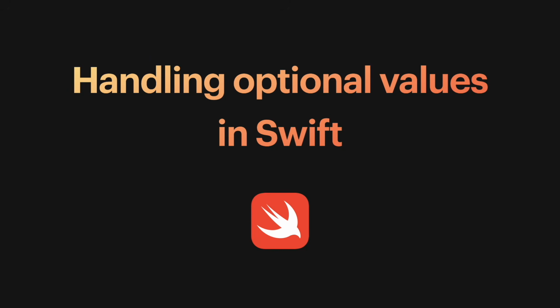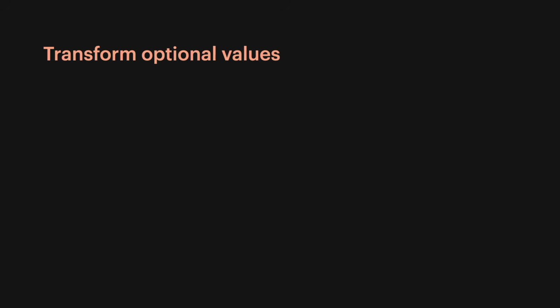Swift optionals are a core language feature. Almost every Swift project will make use of optionals, and we have many built-in ways for handling optionals in our code. In this video, I will share some of the lesser-known techniques for working with optionals that can make our code cleaner and safer. First, let's look at how we can apply a transformation to an optional value.